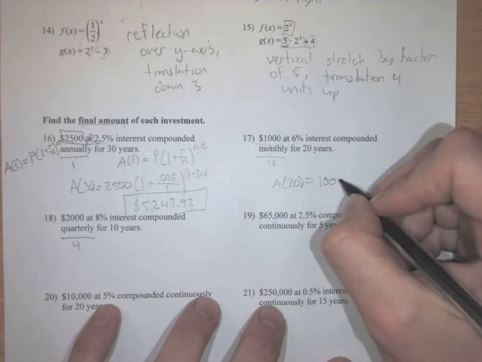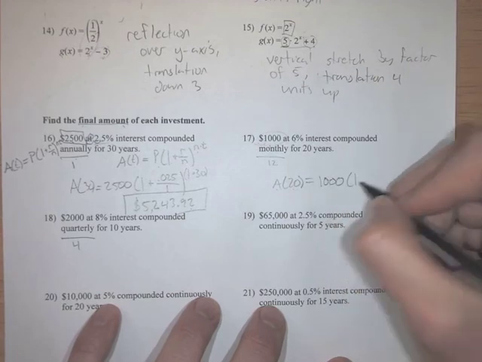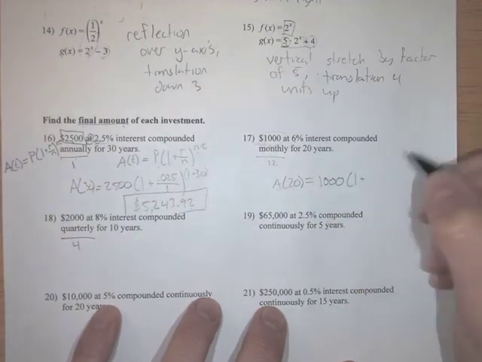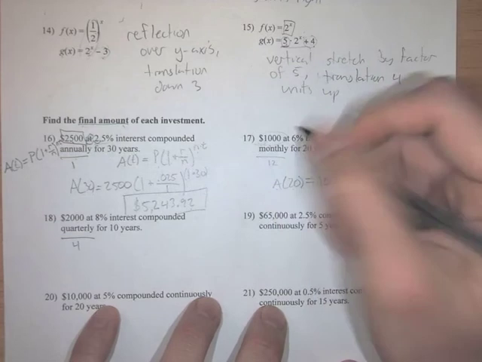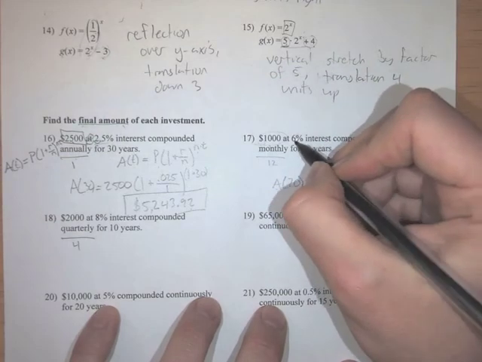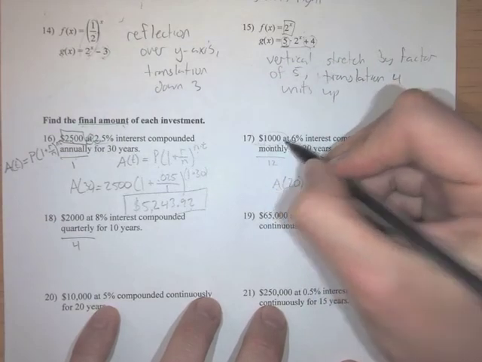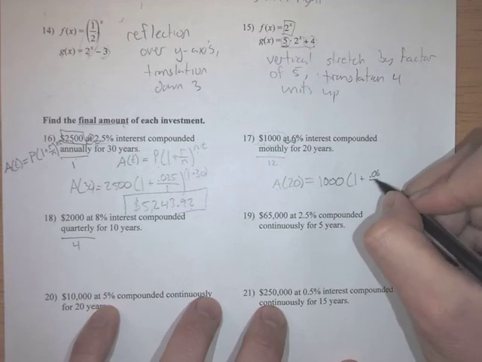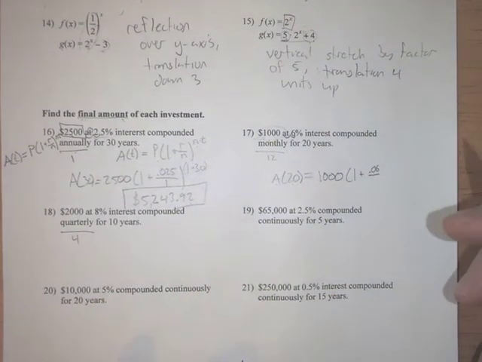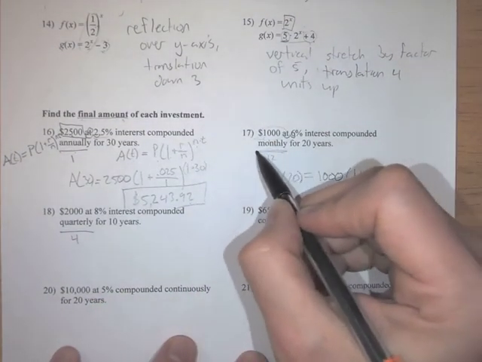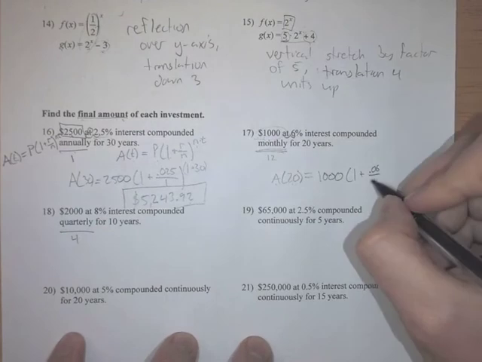But we have the initial amount, the initial value is 1,000, times 1, that 1 is always there, plus the rate as a decimal, so 6%, right? The decimal would be here then, 1, 2, so 0.06, over the amount of times compounded per year. So this monthly, right, tells us it's compounded 12 times per year.